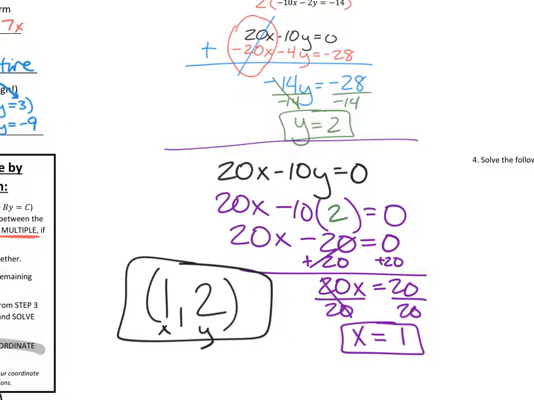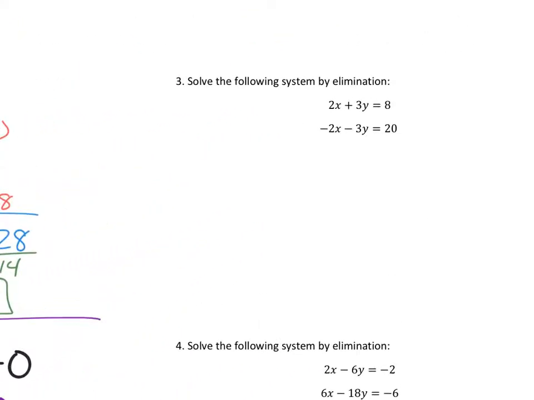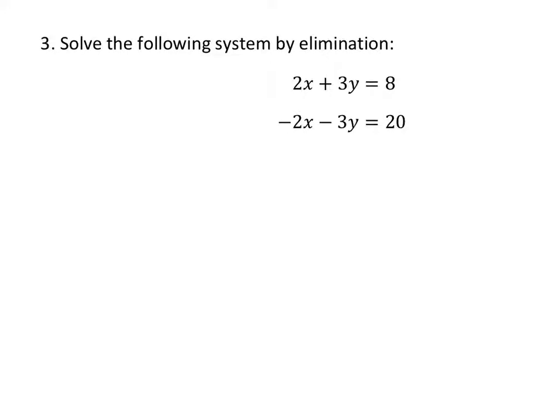Let's look at number 3. What do you notice about number 3? That you have 2 opposite like terms. Does anyone else notice that? You have 2 sets of opposite like terms. If you notice on number 3, the x terms are opposite like terms. The y terms are opposite like terms.